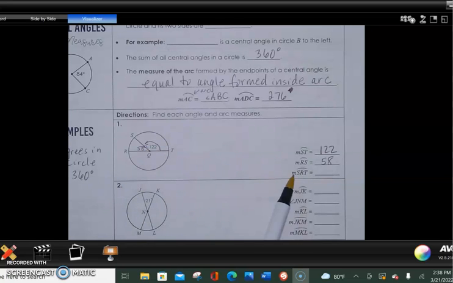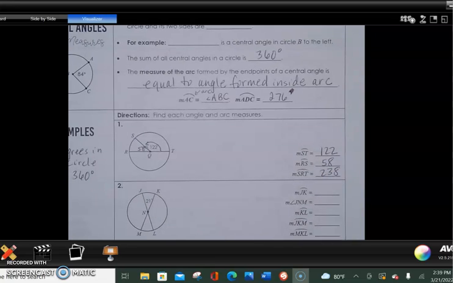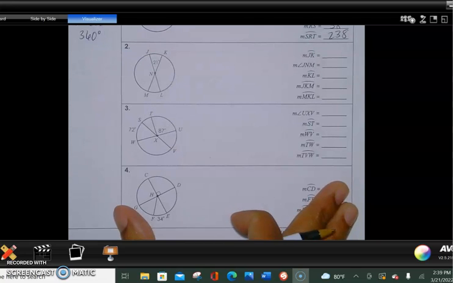So now they want SRT, so S through R all the way to T, how much would that be? Well, we already know R to T is 180. That's half the circle. So I'm going to do 180, and then I'm going to add in that 58 to get SRT. So 180 plus 58. The answer to this one is 238. Okay, number one.